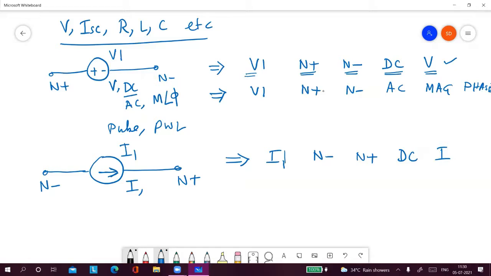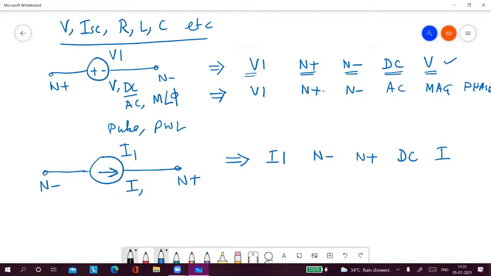Okay, a current source will always be represented by I. If the first word is I, then by default SPICE will understand that this is a current source. Similarly, if the SPICE compiler finds V, it will understand that this is a voltage source. You cannot use I for naming a voltage source. Similarly, you cannot use V for naming a current source. All right.